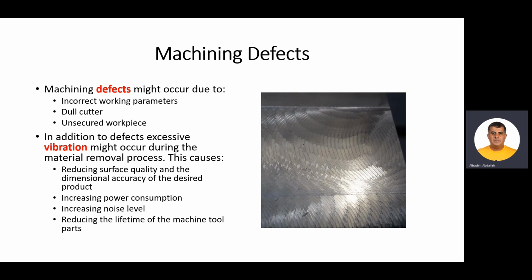There is a defect that we can see here also in the picture. This is called waviness. It's caused by excessive vibration during the process. This reduces the surface quality, increases the power consumption, increases the noise level, and reduces the lifetime of the machine tool. So we should avoid the vibration.